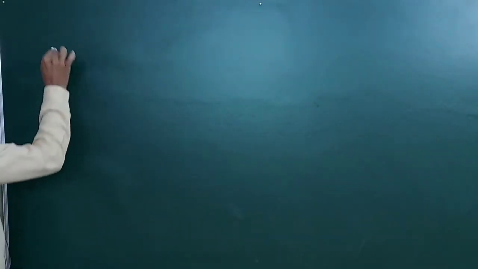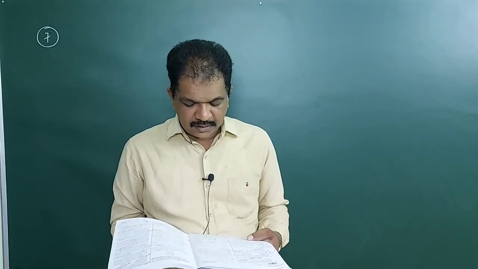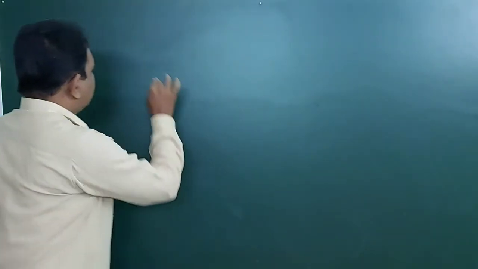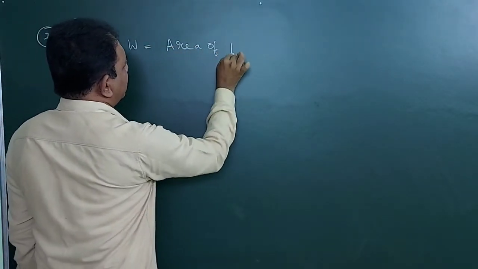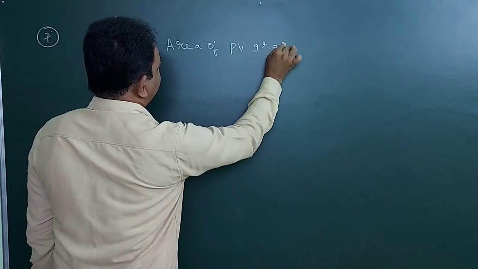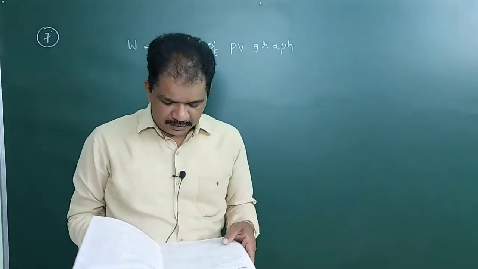seventh question. A gas is taken through the cycle A to B, B to C, C to A. What is the work done? Here work done is equal to the area of the PV graph. W is equal to area of the PV graph, half into base into height.